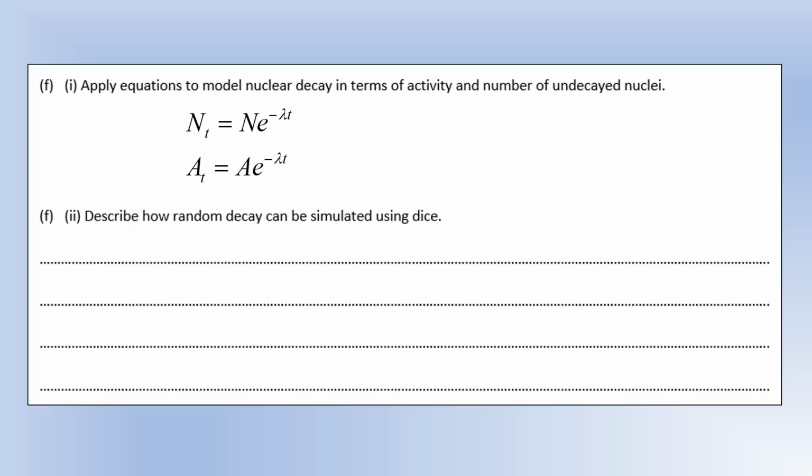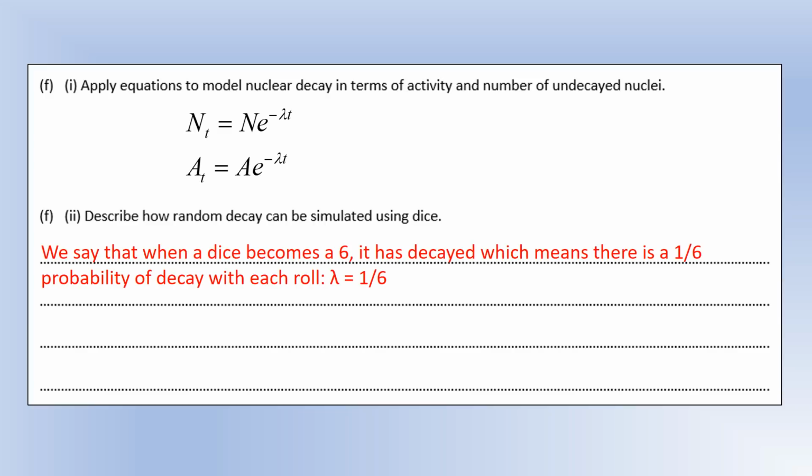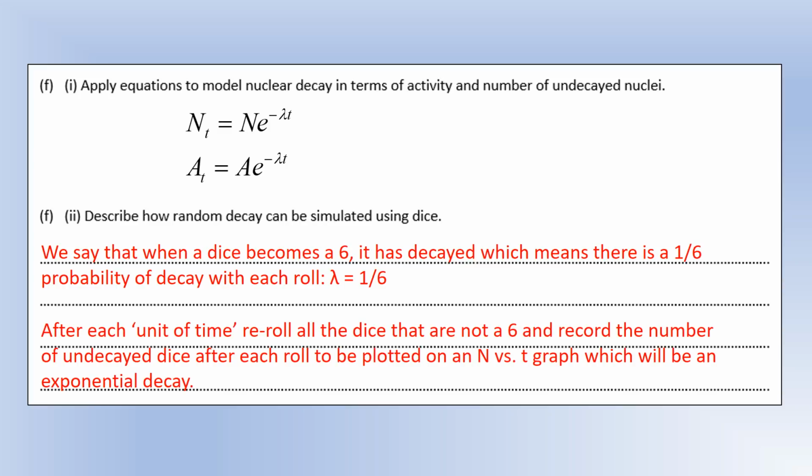There's quite a nice way of simulating this using dice. So with a die, we say that when it becomes a 6, it has decayed, which means there is a 1 in 6 probability that a dice will decay with each roll. So that means the decay constant is 1/6. So each unit of time is one re-roll of the dice.